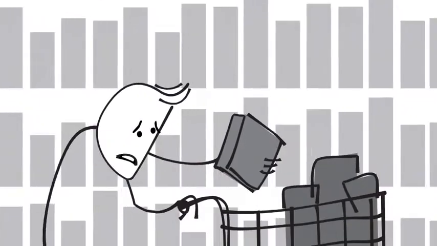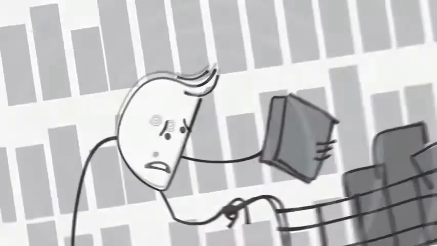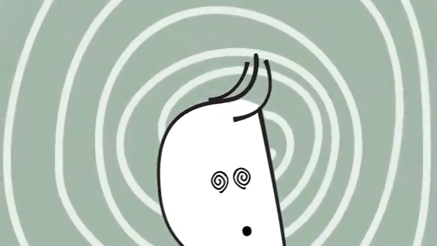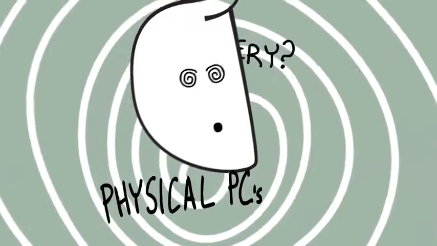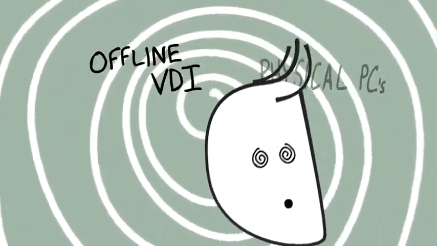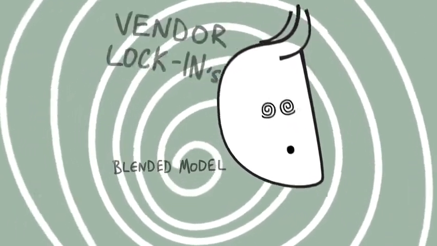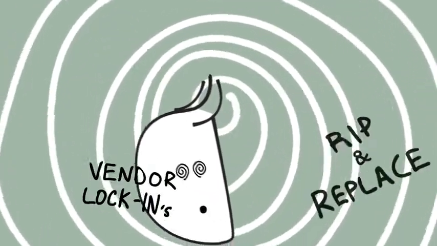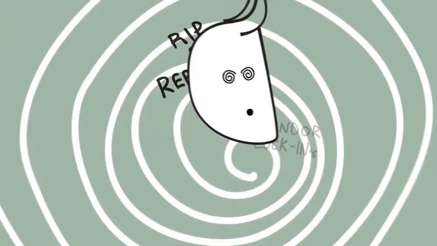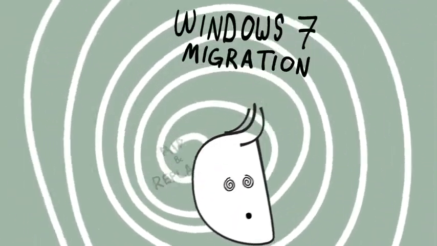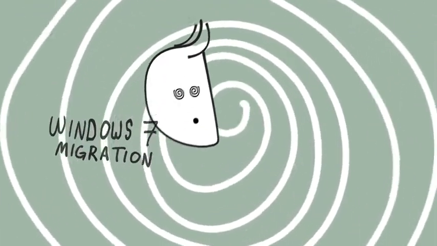Then there's the problem of navigating through a maze of technologies available in today's market. What is the best delivery method? Where do physical PCs and offline VDI fit in? Does anybody support a blended delivery model? What about avoiding vendor lock-ins? Is rip and replace the only option for moving forward? And what's the best strategy for aligning Windows 7 migrations with desktop virtualization initiatives?